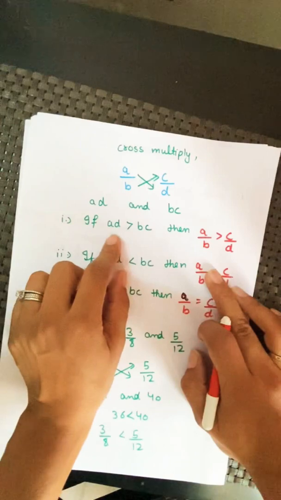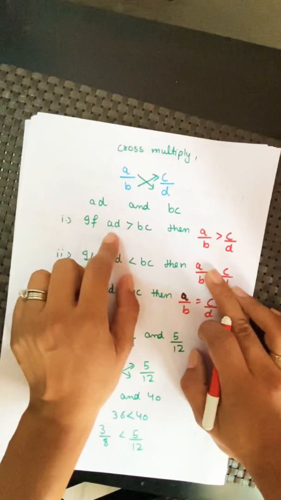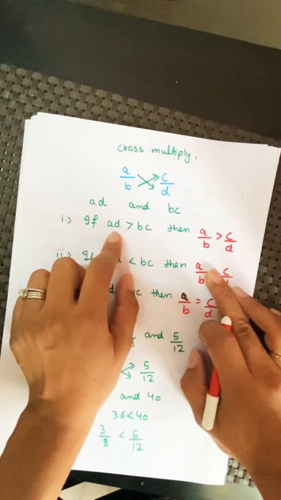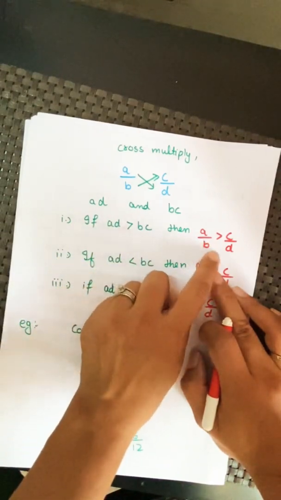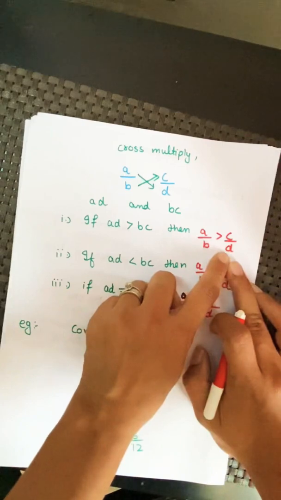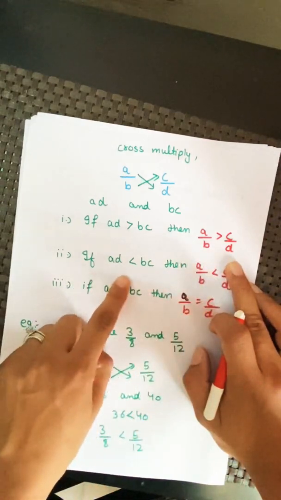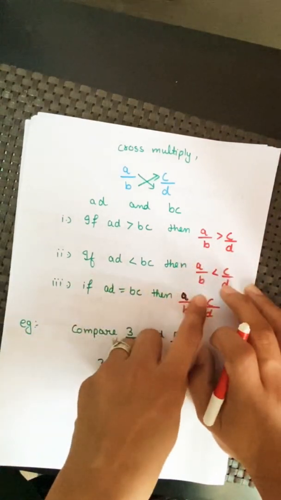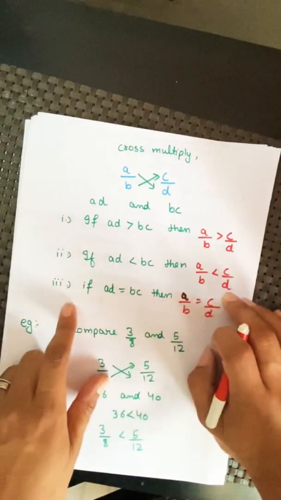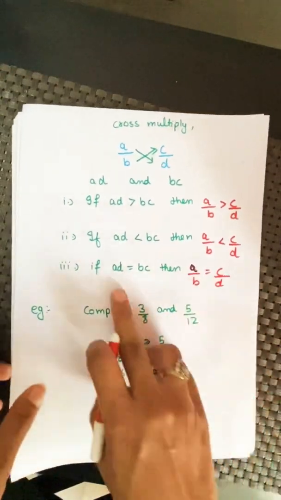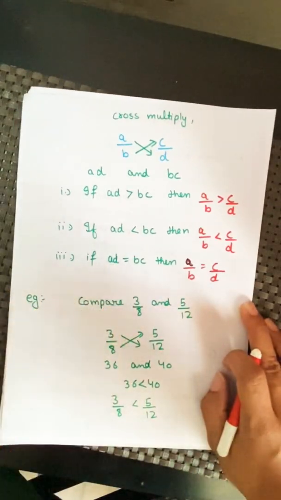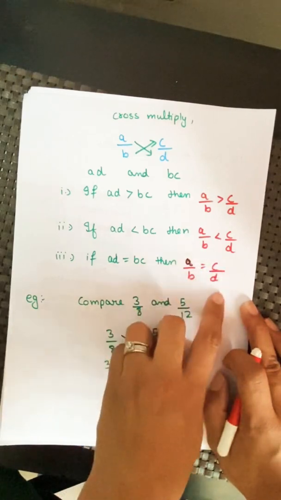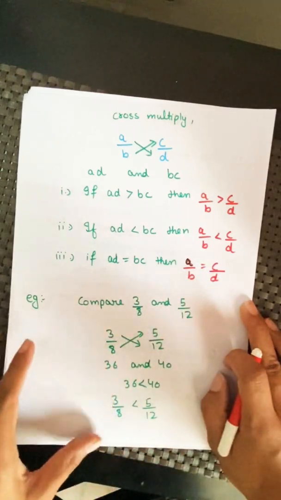So we will compare the products, just like we did in the example. If ad is greater than bc, then a by b is greater than c by d. And if ad is less than bc, then a by b is less than c by d. And if ad is equal to bc, then a by b is equal to c by d. That means they are equivalent fractions.